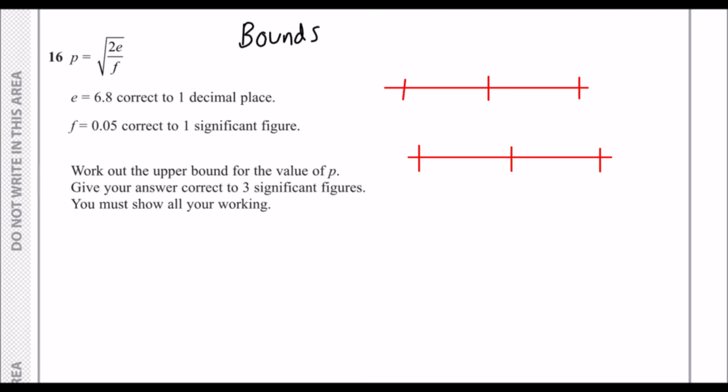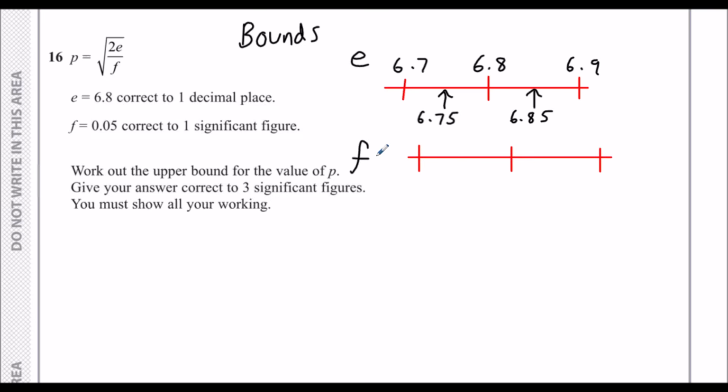So for E, it's 6.8 to 1 decimal place. So the one down is 6.7. The one up is 6.9. So the lower bound is halfway between 6.7 and 6.8, which is 6.75. The upper bound is halfway between 6.8 and 6.9, which is 6.85.